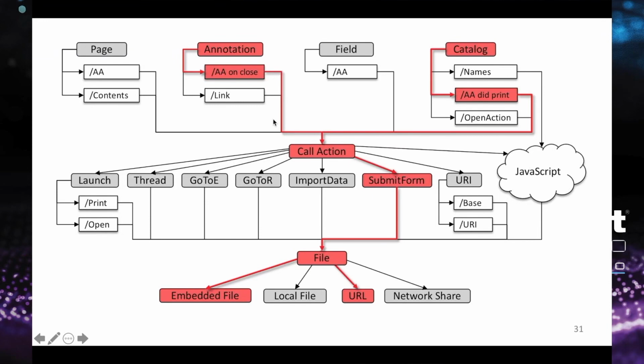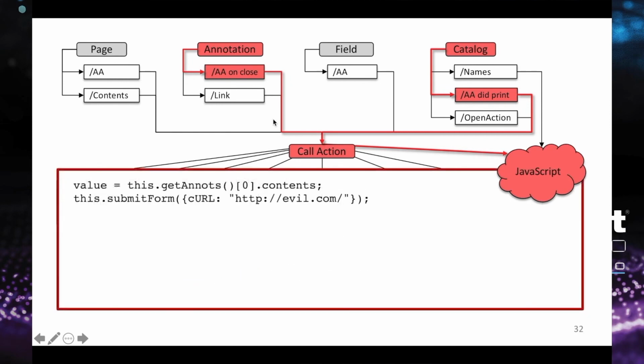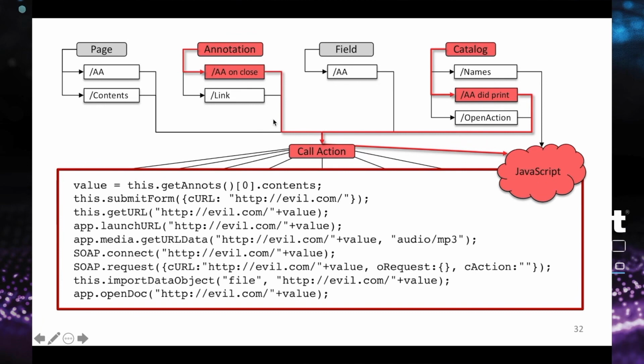Well, this can be done by combining the didPrint and the page closed events of the catalog and annotation objects within a document together with a submit form action. Thereby all form data, all user input, is sent to the attacker's web server once the document is either printed or closed. Another option, of course, would be, if supported, to use JavaScript to submit the form. Or you could use other functions defined in the Adobe PDF JavaScript reference to exfiltrate PDF form values.